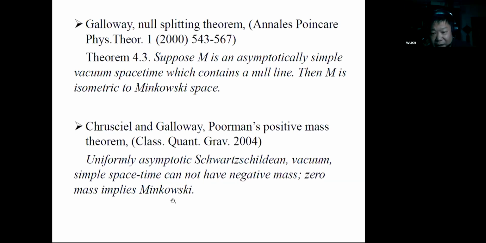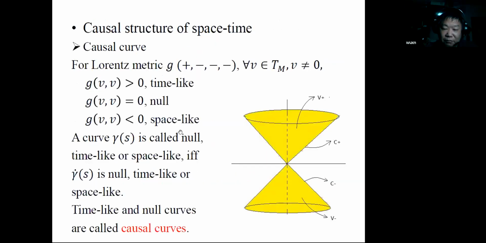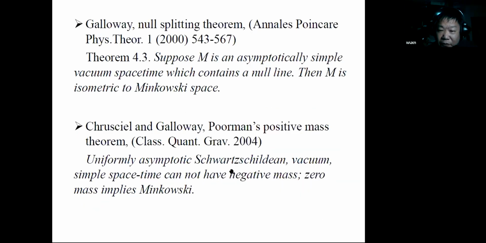And the main idea of Chrusciel and Galloway's proof is that, based on the non-positive mass assumption and using causality analysis techniques, they can construct a null line in such a spacetime. And then, based on the result obtained by Galloway, they show that such a spacetime is only Minkowski, and then this tells us that negative mass is impossible, and zero mass follows, and so we get the positivity of the mass of the spacetime.